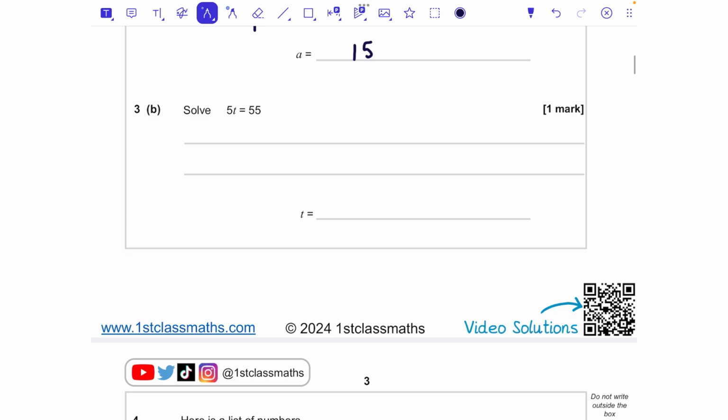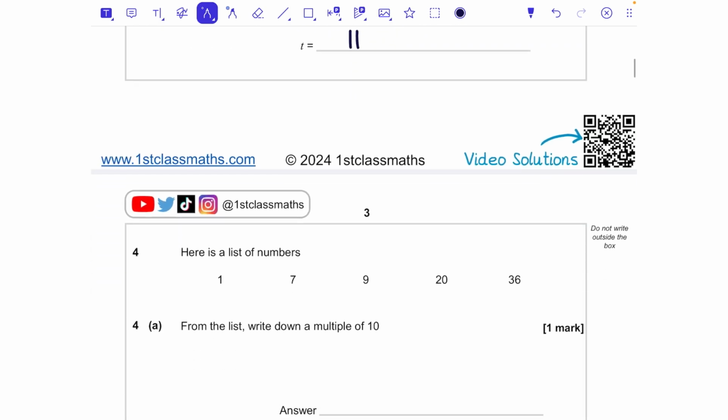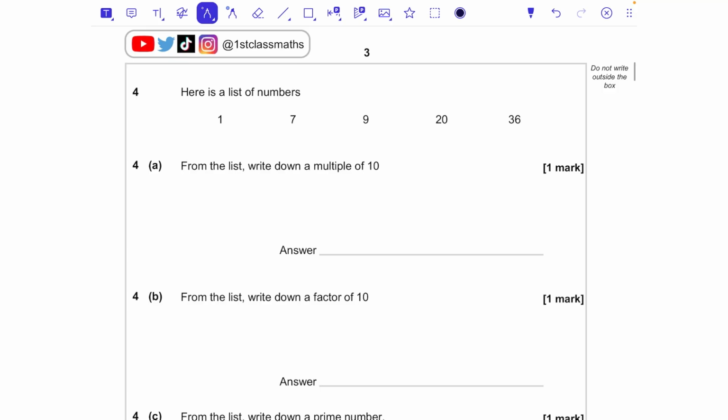Question number 3b, solve 5t equals 55. So if 5 lots of t is 55, and again we just want to solve it, so I just want to know what 1t is. I've divided this side by 5, so I also want to divide this side by 5, and that would be 11.